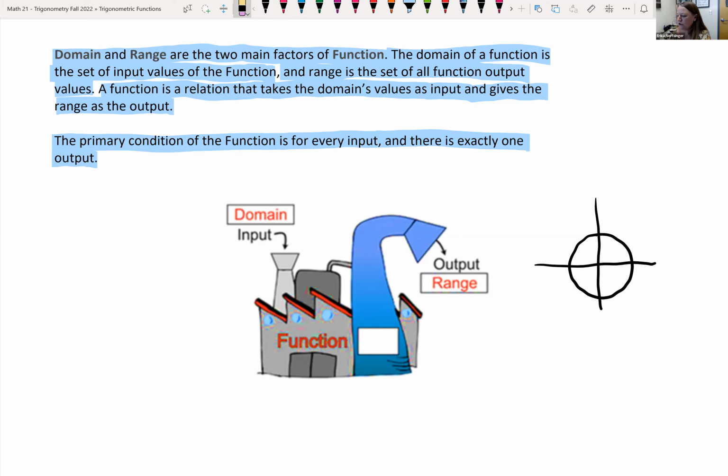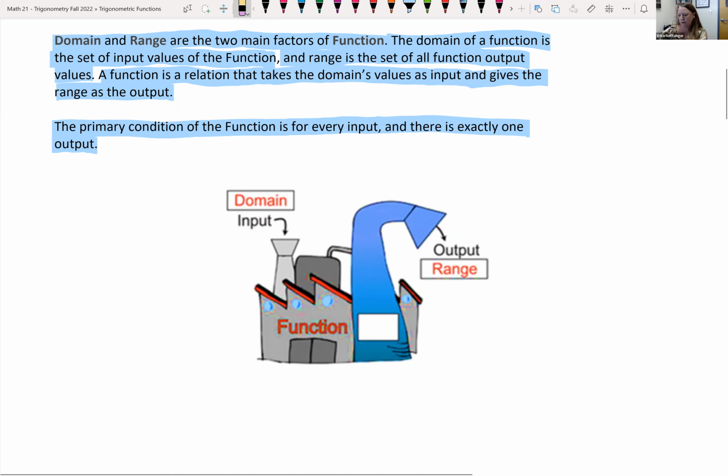Okay, so looking at our trigonometric functions, we'll see that they are indeed functions. We have been putting angles into the trigonometric functions. When we extend this to the XY plane, the values that we plug in will be real numbers.